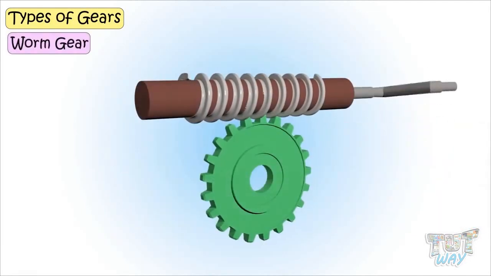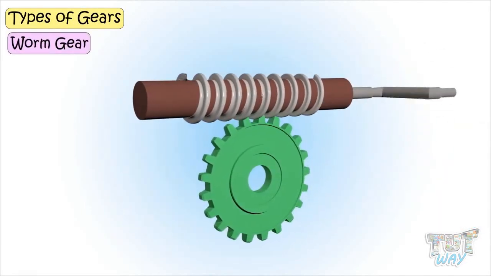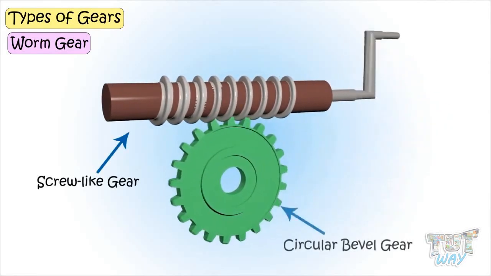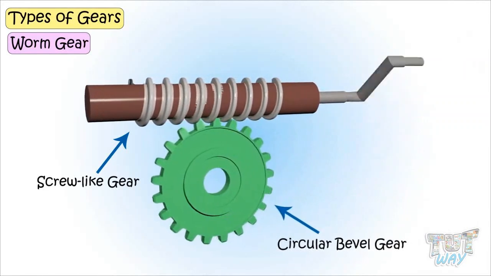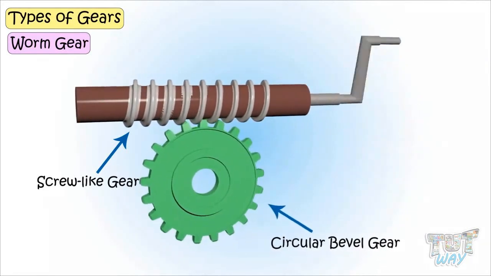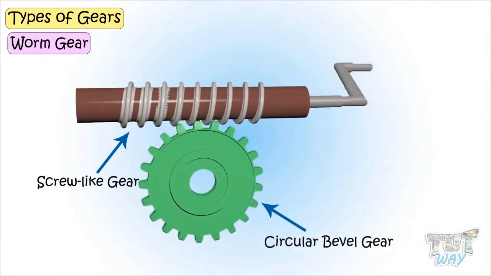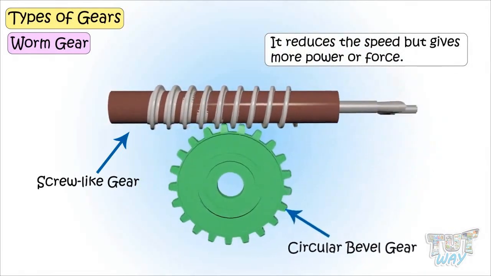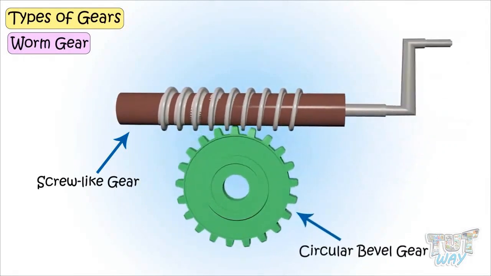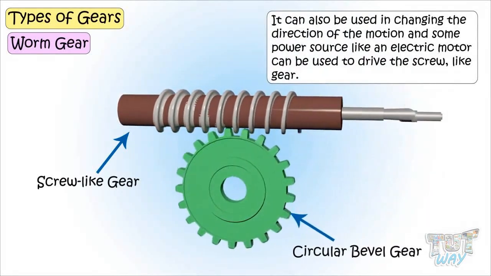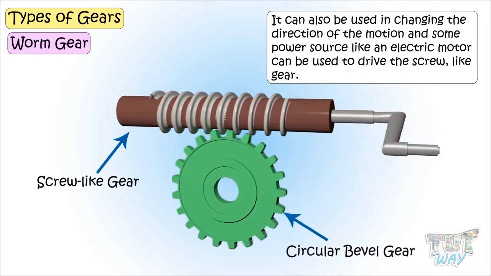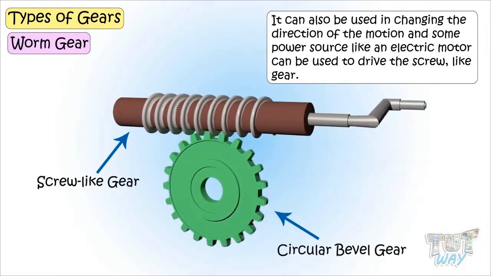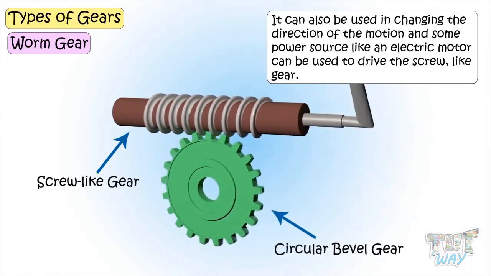Next, we have worm gear. Here a screw-like gear drives a big circular gear, and this arrangement is known as worm gear. It reduces speed but gives more power or force. It can also be used in changing the direction of the motion. Some power source, like a motor, can be used to drive the screw-like gear.